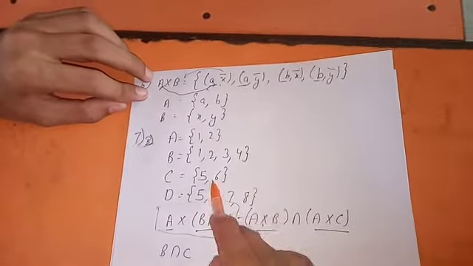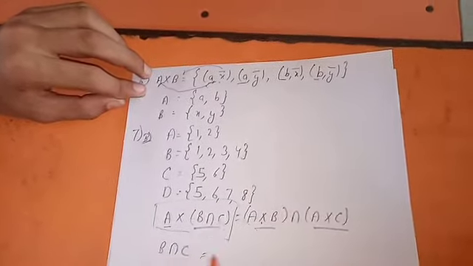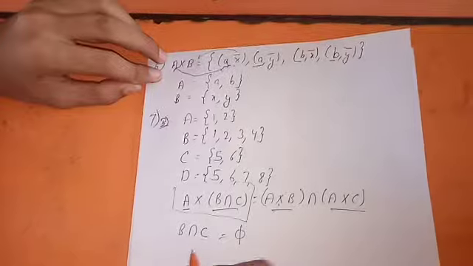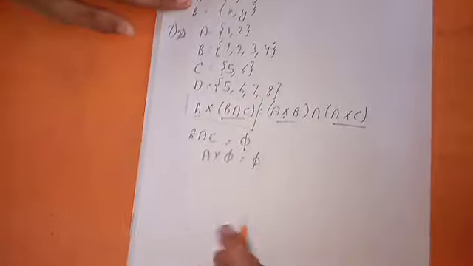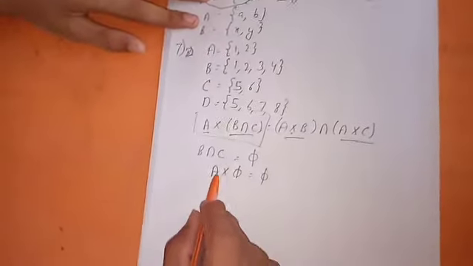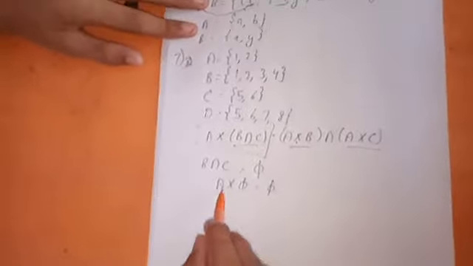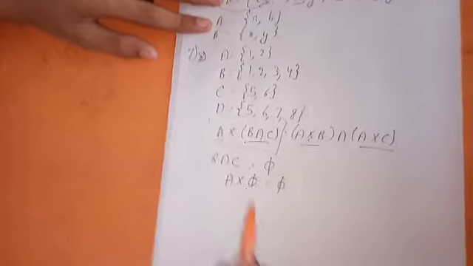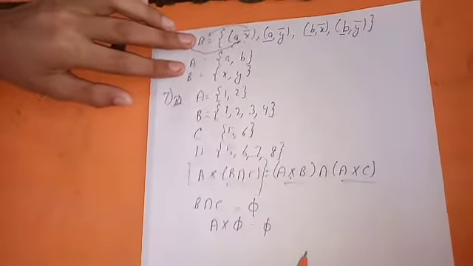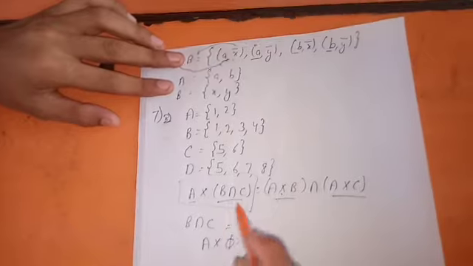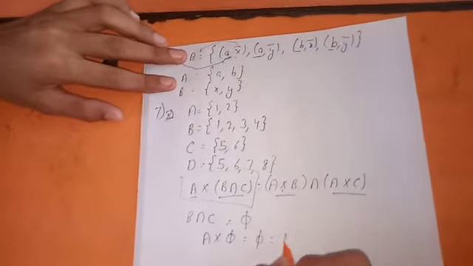Now in B and C nothing is common, so what do you get? You get the null set. Now A cross the null set will be the null set. Whenever we find the ordered pair of a set with a null set, we get the null set. So it is our left hand side value.